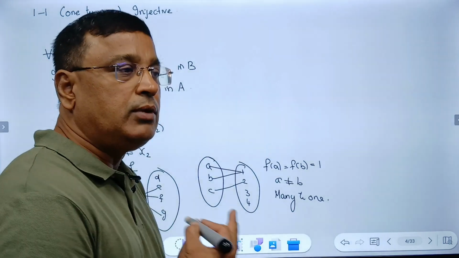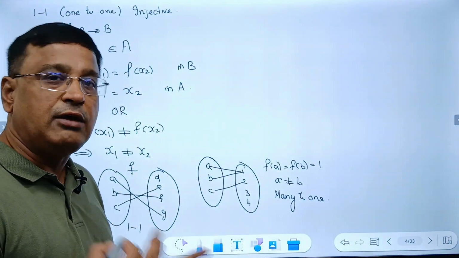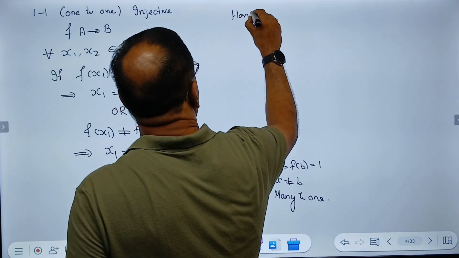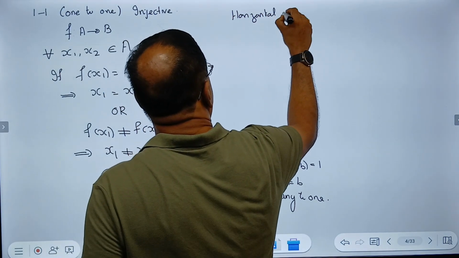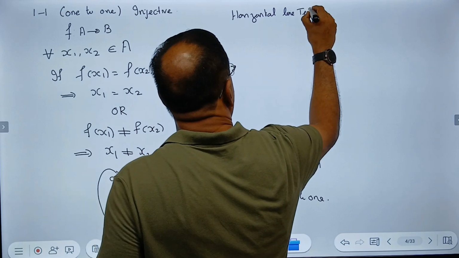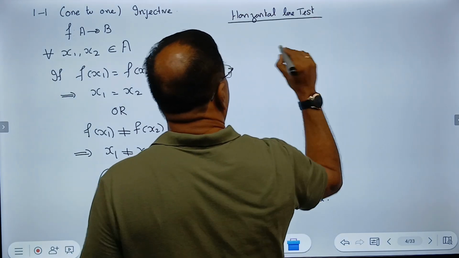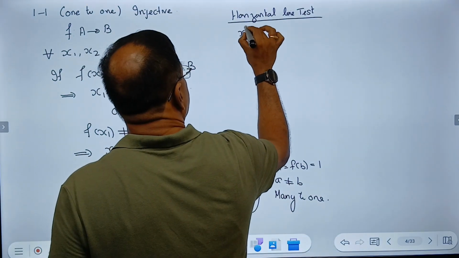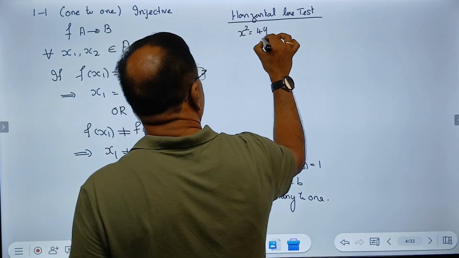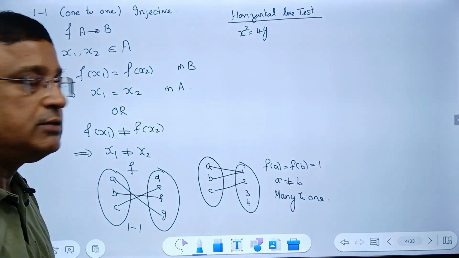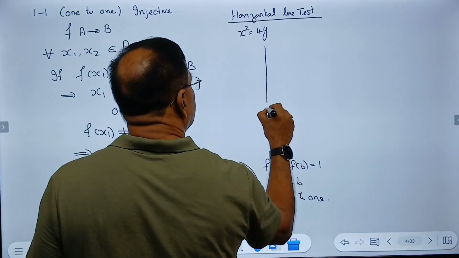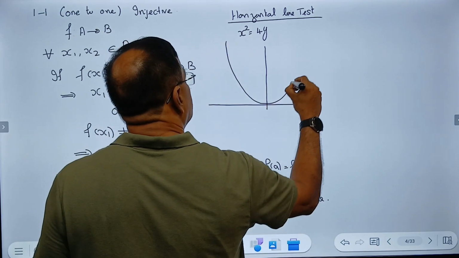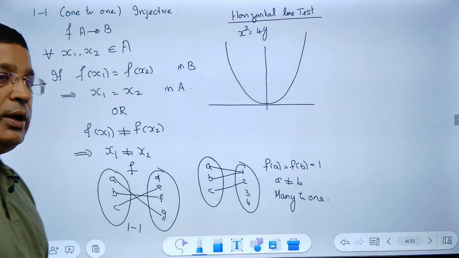But there's another way to understand a 1 to 1 function graphically. This is called the horizontal line test. Now what does the horizontal line test do? I'll take two counter examples. Let me take for example x square equal to 4y. First of all, it should be a function. Definitely it is a function. So what is the graph of this function? The graph of this function is a parabola with vertex at origin and symmetric about the positive y-axis.